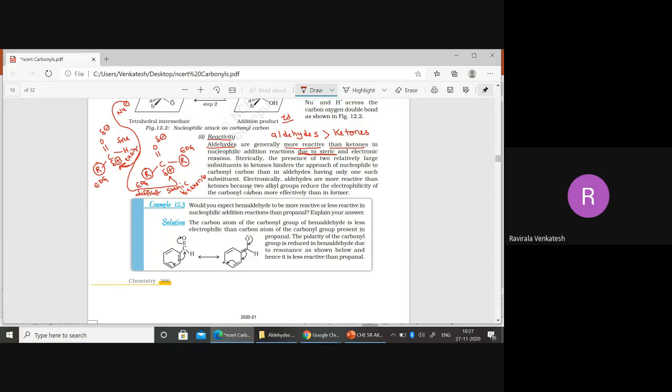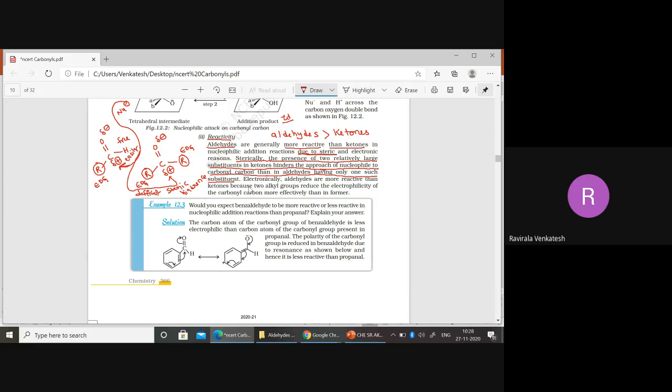Any doubts regarding steric hindrance, beta? Which are having steric hindrance, aldehydes or ketones? Ketones. Ketones are having steric hindrance. You see here, sterically, the presence of two relatively large substituents in ketones hinders the approach of nucleophile to carbonyl carbon than in aldehyde having only one such substituent, isn't it?